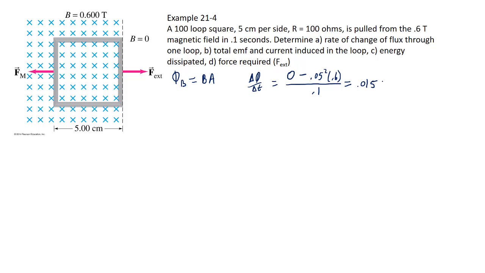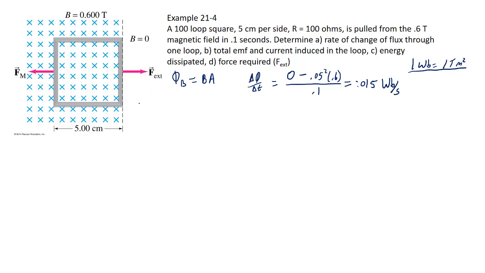Now this actually has units of Webers per second, the rate of change of magnetic flux. Magnetic flux is measured in Webers. 1 Weber is equal to 1 Tesla meter squared. So when you take magnetic field times an area, you get a Weber. When you divide that by time, you get Webers per second, and that describes the rate of change of magnetic flux. Oh, and this is negative because 0 minus that.